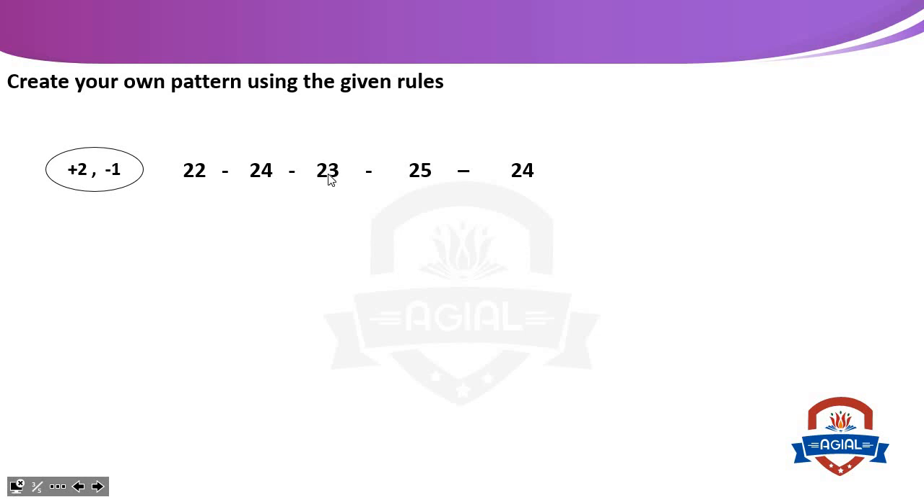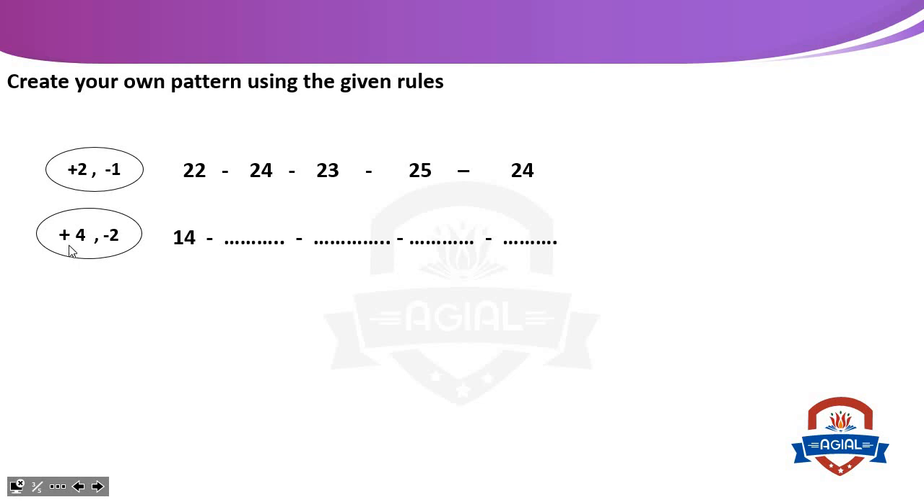And again, we add 23 and 2, which will be 25. And subtract the second rule, 25 minus 1 will be 24. Second one, we have the pattern rule, positive 4 and negative 2. We will start with 14.